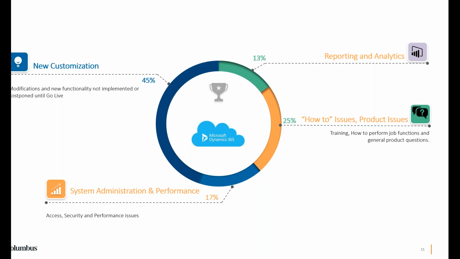So if you're looking at this, you see the reactive side on that 25%: how-to, training, I'm stuck, process issues. But then you see new customizations, functionality. Reporting could fall somewhere in the middle of that. It might be a reactive report or it might be a proactive report.